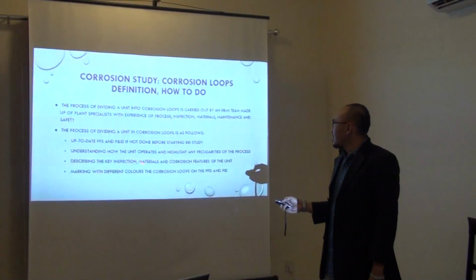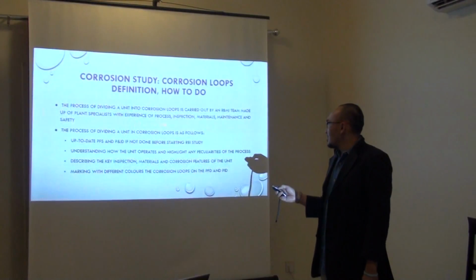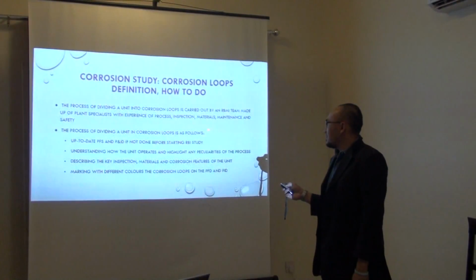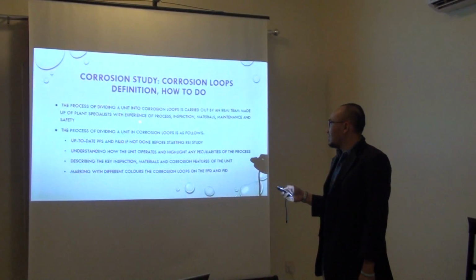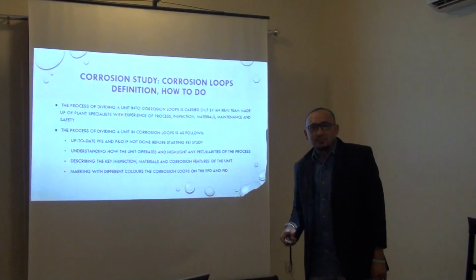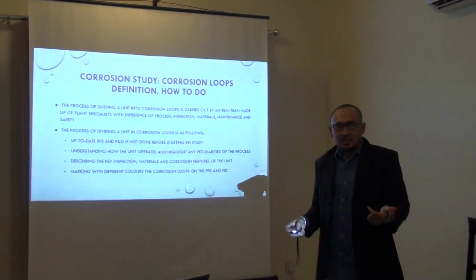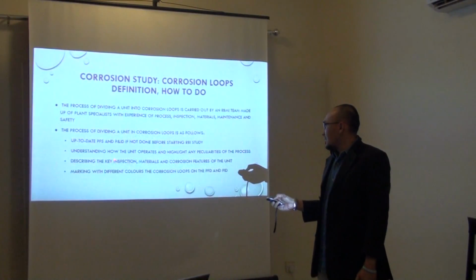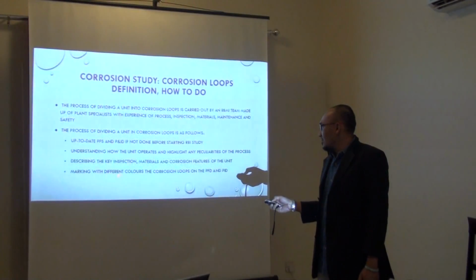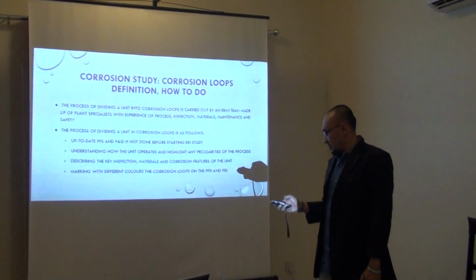How to define the corrosion loop? The process of defining the corrosion loop is carried out by an RBI team made up of plant specialists who are experienced in process, inspection, material, maintenance, and safety. So the RBI team together defines the corrosion loop and the material. From there we can find the understanding of the operation and the key inspection, and lastly we can find how to define the corrosion loop itself in the PFD and PNID.